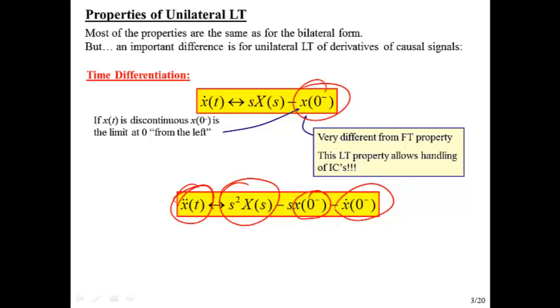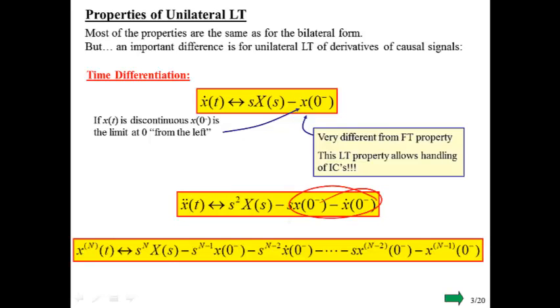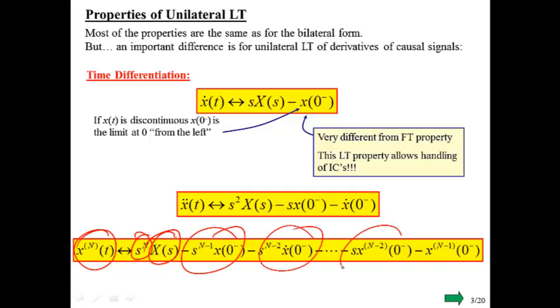You can see that when we have a second order system, we'll have a second order derivative, and we will end up with two initial conditions as being required. And in the general case, the nth order derivative, we have s^n times X(s), and then we have this sequence of terms, and you can kind of see what the structure is.